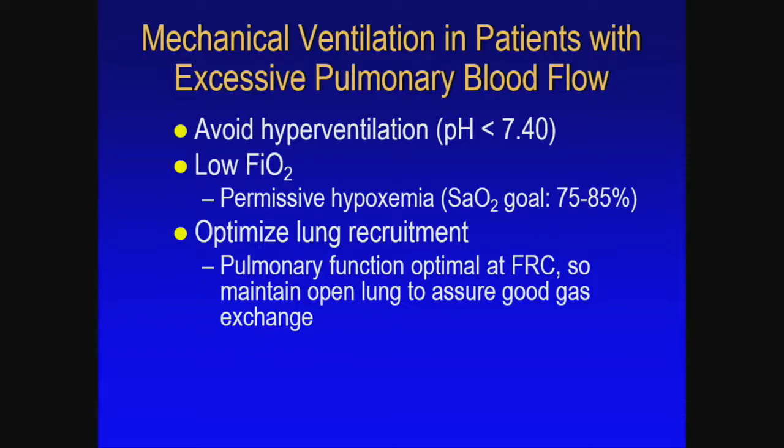Oxygen saturation goals are between 75 and 85 because the Qp:Qs is in that sweet spot of 1 to 1 in that oxygen saturation range. Optimize lung recruitment. Pulmonary function should be optimal, so maintain open lungs to assure good gas exchange and decrease VQ mismatch.